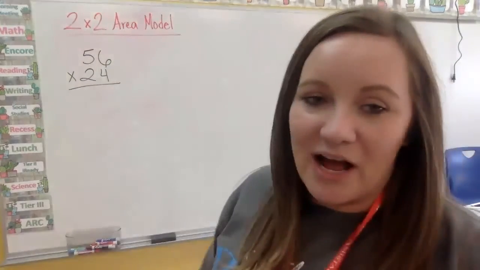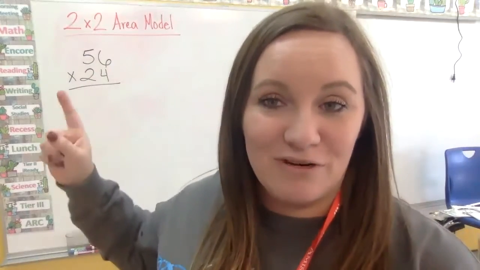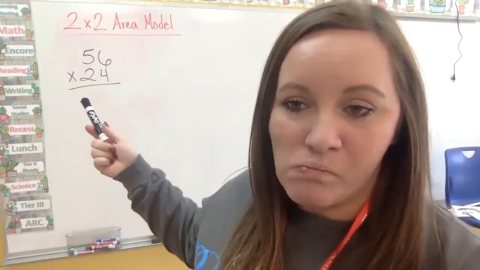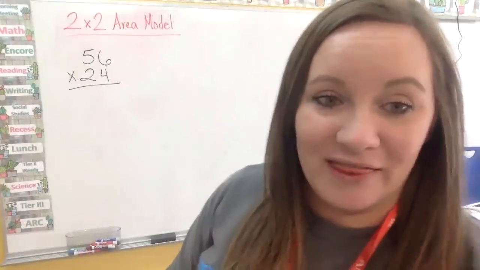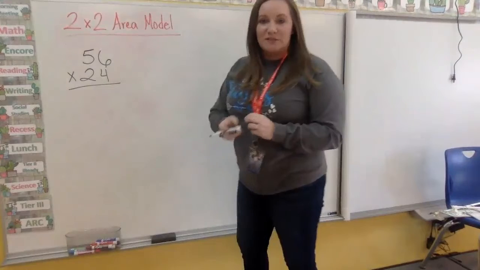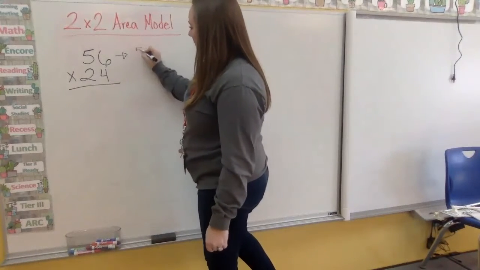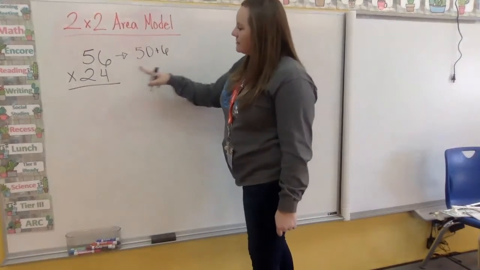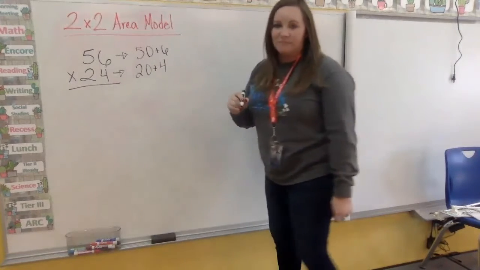So as you can see here, I already have 2 times 2, which means 2-digit by 2-digit area model written on the board. I also already have a number written here. So I have 56 times 24. So I'm going to show you how to solve this, okay? The first thing I'm going to do is put both of these numbers into expanded form, just like we did on the other one. So 56 becomes 50 plus 6, because this is in the tens place and that's in the ones place. 24 becomes 20 plus 4, okay?